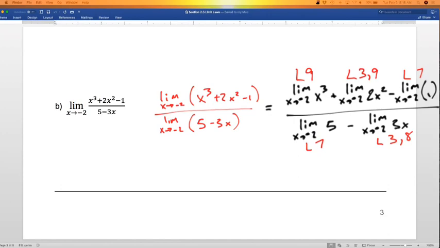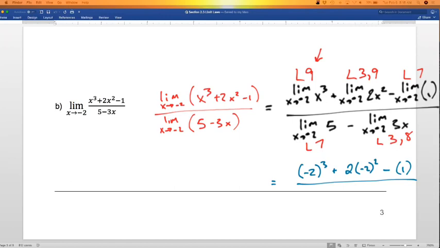Okay, so law 9 says that when I have x to some power, where that power is a positive integer, I can just plug in -2 for x. And so I'll have -2 cubed. Law 3 says I can bring that 2 out front, and then law 9 says I can plug the -2 in and raise it to the power. And law 7 says that the limit of a constant is just equal to that constant.